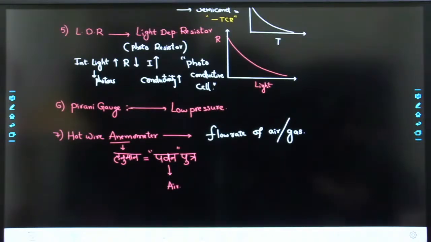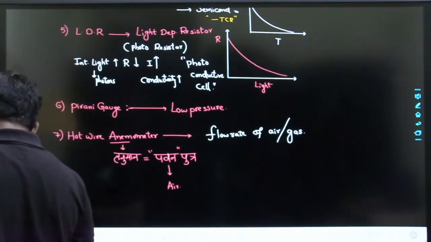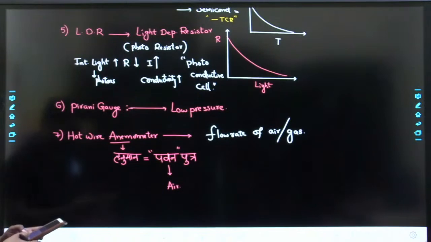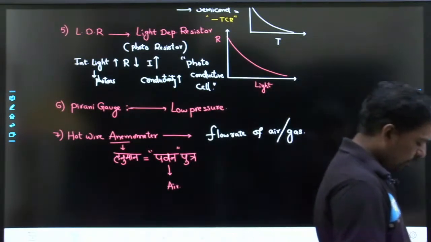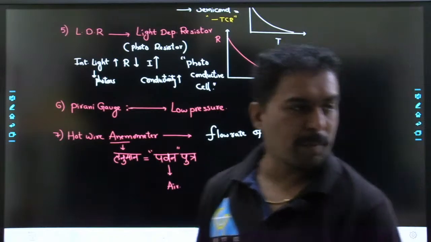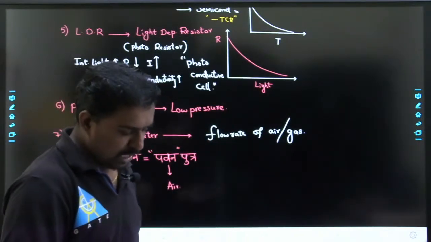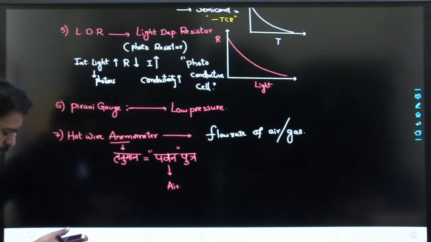A solar cell is not an LDR. A solar cell is different, LDR is different. Do you understand, my dear students? For LDR we use semiconductor material, not a PN junction like a photodiode. Clear, all of you?